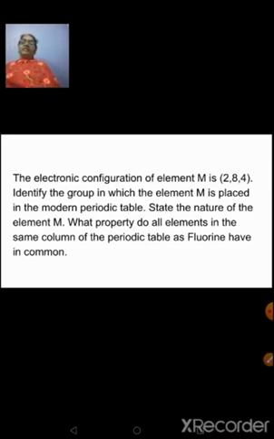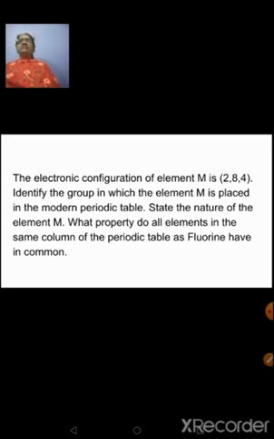See the question again. The electronic configuration of element M is 2, 8, 4. So atomic number is 14. So what should be the element M? It is silicon. Yes. Identify the group in which the element M is placed in the modern periodic table. It is placed in group number 14, right?